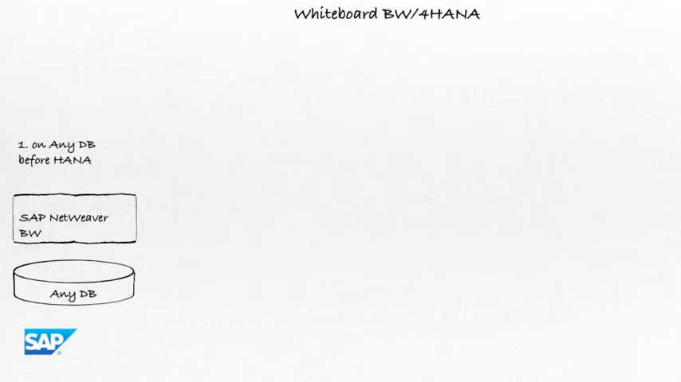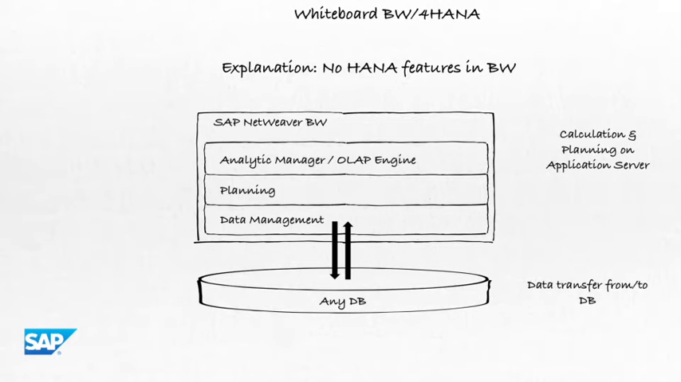If we focus a little bit on that layer, we will see that it contains three main areas, or performs three main functions. One being the data management. That means we transform the data, we do the corrections, we do the match between different sources of data. Another is the planning, where we perform the allocation of budgets to different profit centers, for instance. And the third layer is the analytic manager, or the OLAP engine, where we do the slice and dice. We build the cubes, we do the drilling, etc. So here we can see that we have a lot of data transferred between the database and the SAP NetWeaver BW layer. And that's the main bottleneck here.